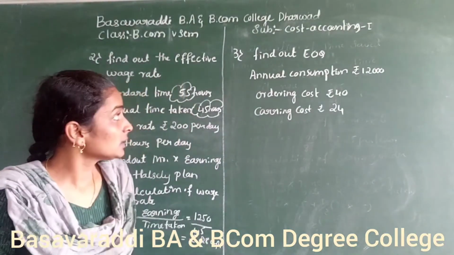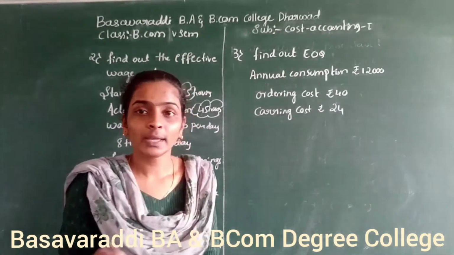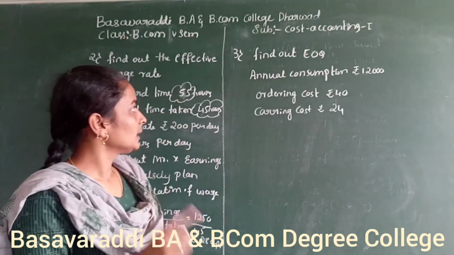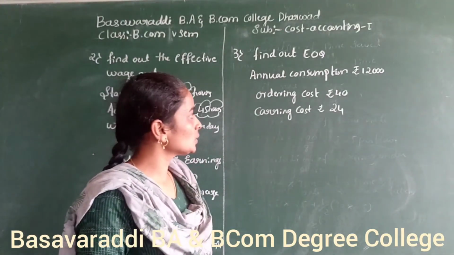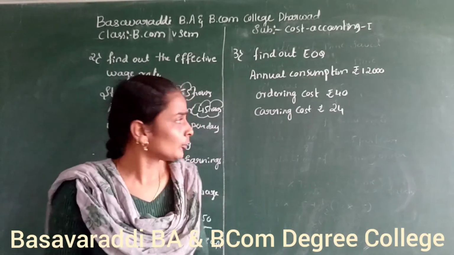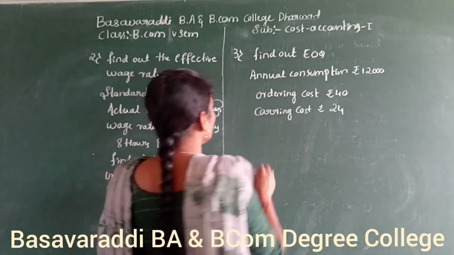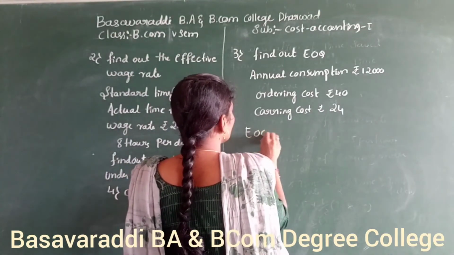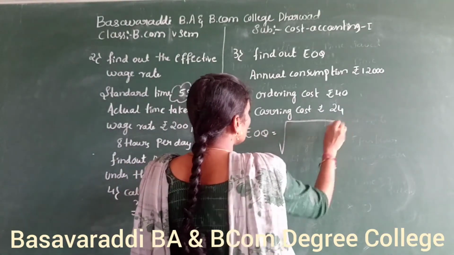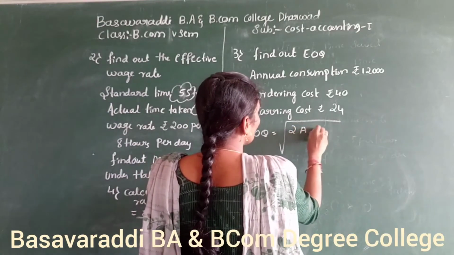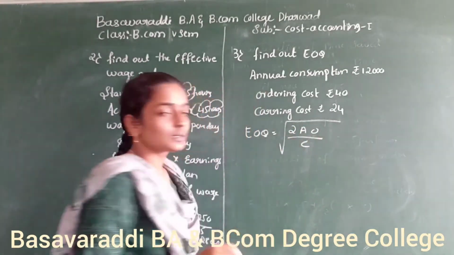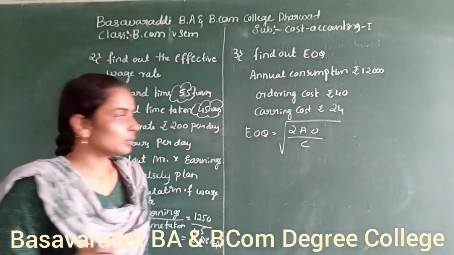Next, question number 3: find out the EOQ, economic order quantity. Annual consumption is 12,000, ordering cost is rupees 40, carrying cost is rupees 24. EOQ is equal to the square root of 2AO divided by C.